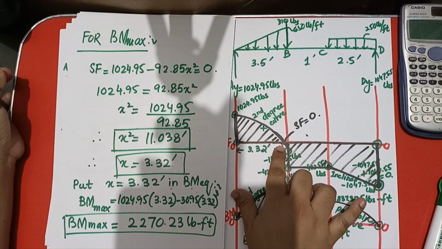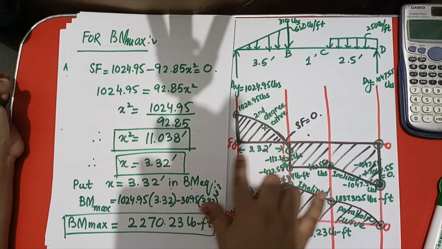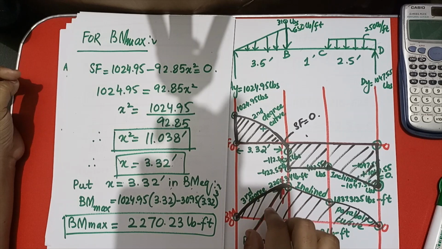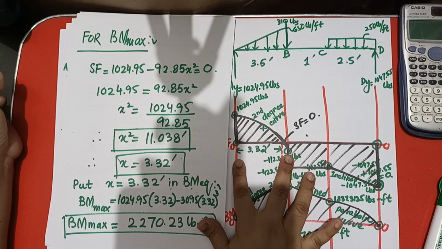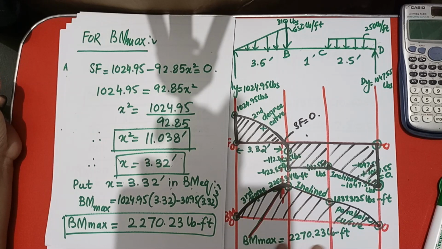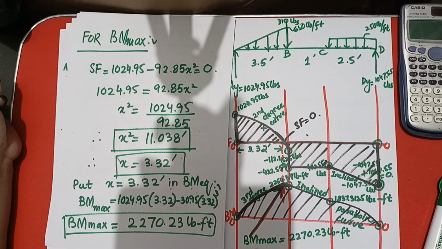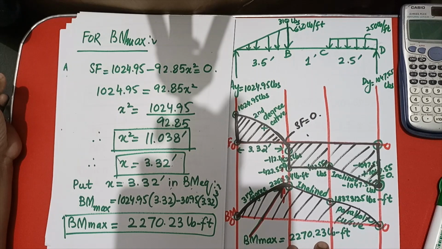So here is the shear force 0, so this is region AB, and you have to consider the shear force or bending moment equation of that region. What you have to do is equate your shear force equation to 0, and put that value of x in that region's bending moment equation, and you will get your maximum bending moment. And in this case, your maximum bending moment is coming out to be 2270.23 pound feet. And you will get to know how the maximum bending moment comes out.